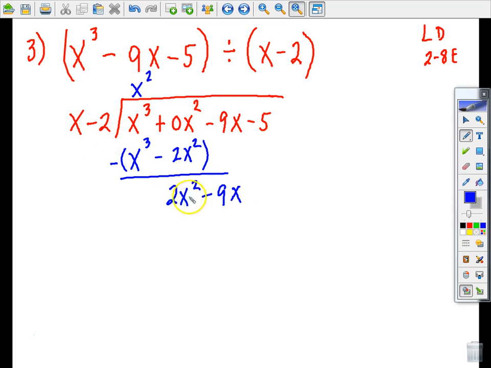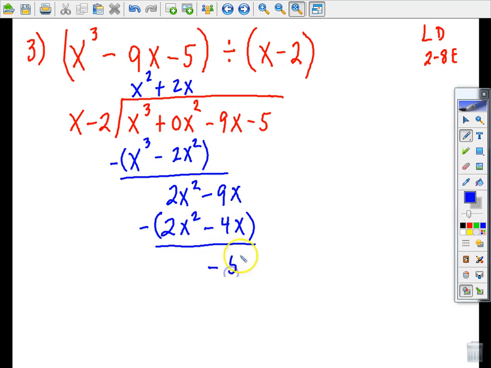Divide. X into 2x squared is positive 2x. Now multiply: 2x times x, 2x times negative 2. Subtract. Negative 9 minus negative 4 is like adding 4x, so that's going to be negative 5x. And bring down the minus 5.